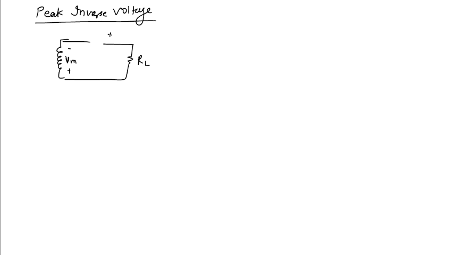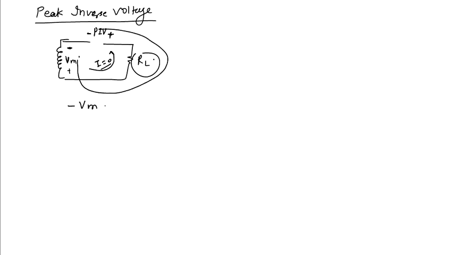If it is acting as open circuit, we will have a voltage like this with polarity like this, and when input is maximum, the voltage across the diode will also be maximum. And we know that the current through this circuit I equal to 0, so there will be no voltage drop across this resistor. So there will be only two voltages in the circuit. Now when we apply KVL in the loop like this, we get minus Vm plus PIV equal to 0. So PIV equal to Vm.